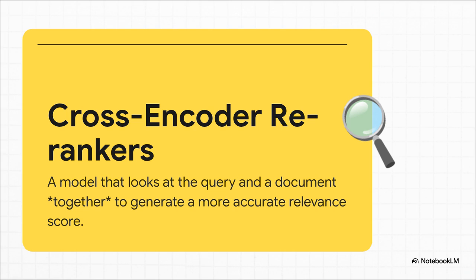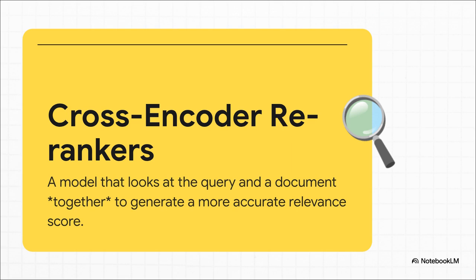So while vector search looks at the query and documents separately, a cross-encoder re-ranker looks at them together at the same time. And by doing that, it can generate a way more accurate relevance score. The catch? It's really slow, so you can only use it on your top few candidates.